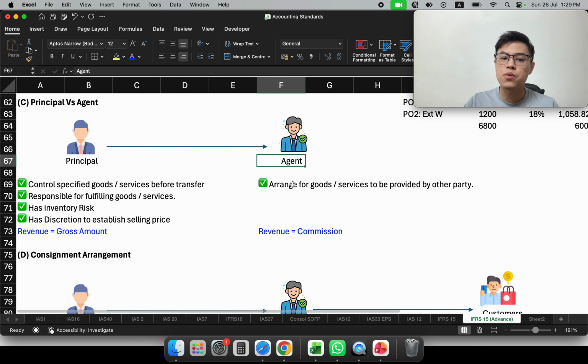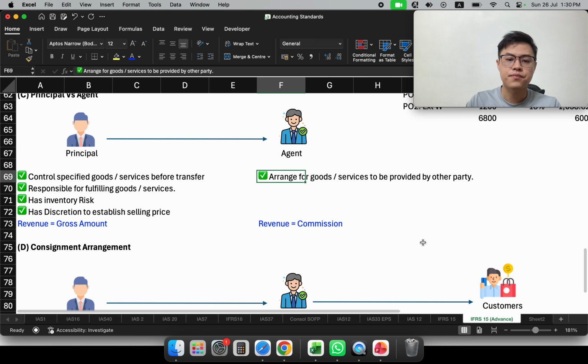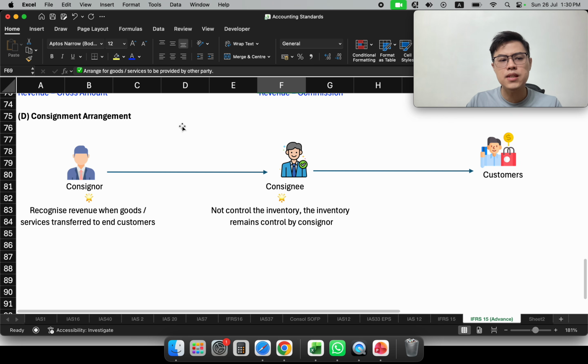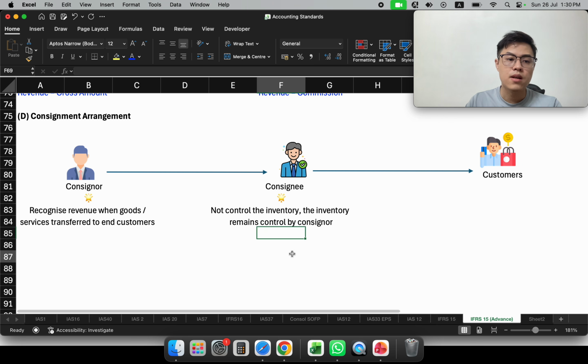And normally, agents will be paid a certain percentage of commission from the seller. So they are just helping us to arrange the goods and services. We call them agents. And I think this is quite straightforward. And this relationship we can also see in consignment arrangements, whereby we denote the principal as consignor and the consignee as the agent.